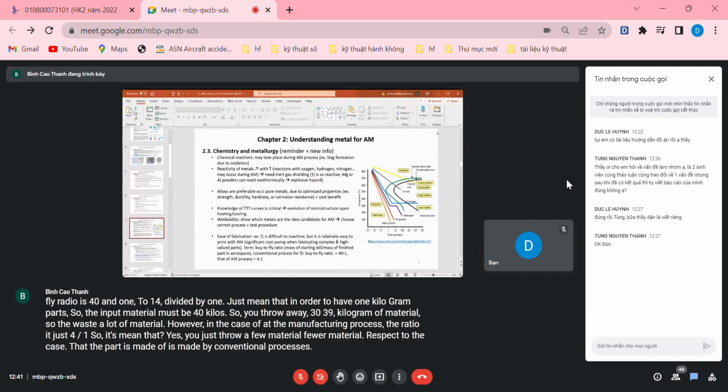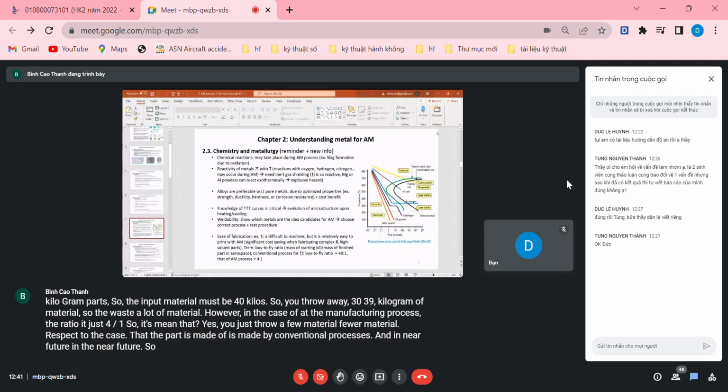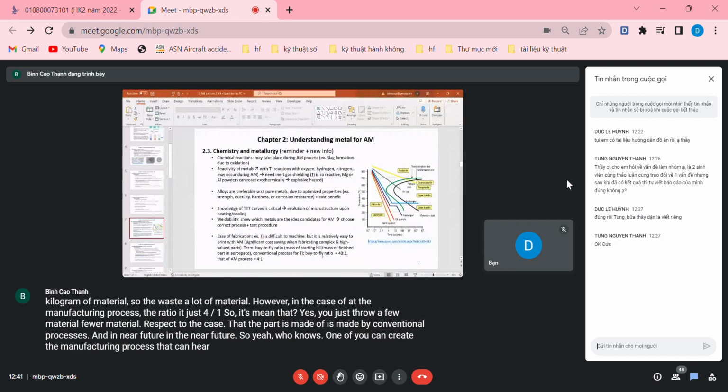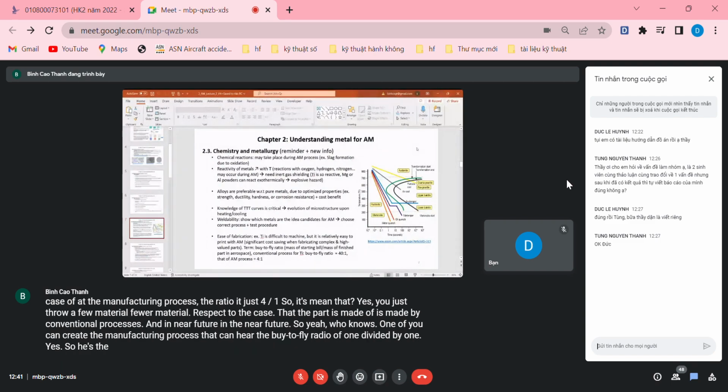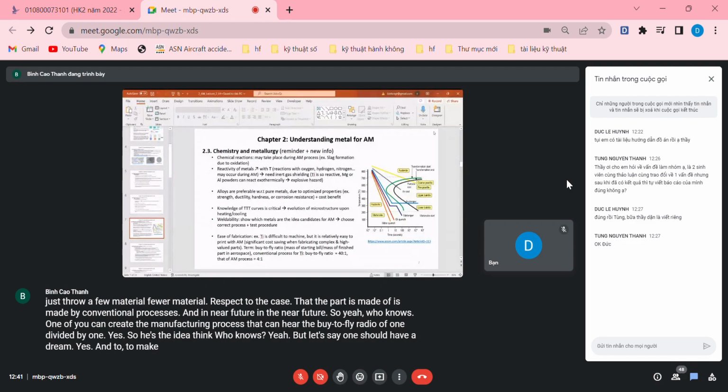And in the near future, who knows? One of you can create a manufacturing process that can reach the buy to fly ratio of 1 divided by 1. So it's the ideal thing. Who knows? But let's say one should have a dream, and make your dream come true. Why not?